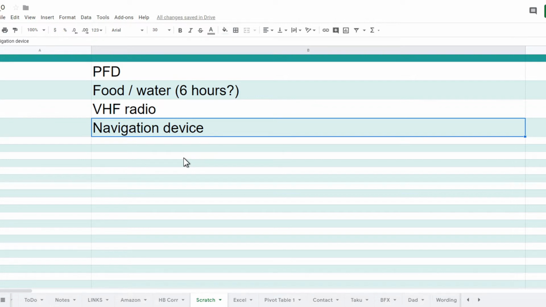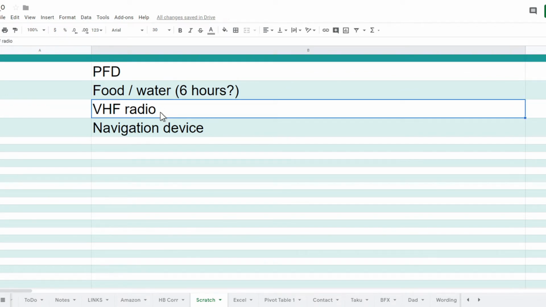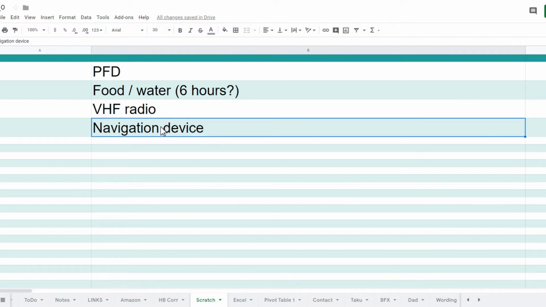The rest of the gear is pretty straightforward, like PFD, enough food and water for 6+ hours. If you have a VHF radio, and I'm not talking about your walkie-talkie radio, it's a completely different frequency, it's gonna make communication much easier. You should have some kind of navigation device in case you decide to leave the party early. I want to be able to know that you can navigate back to the harbor safely.